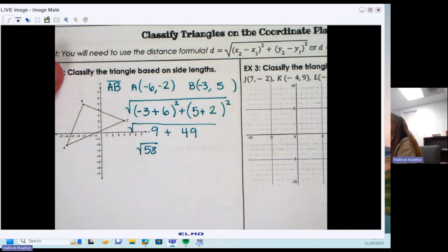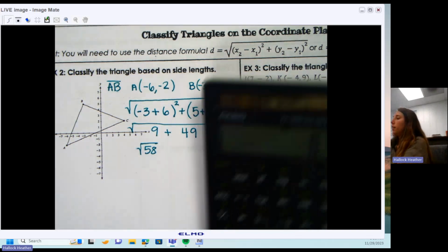And you will need a calculator to take the square root of this. You cannot use your phones on the test. You can't use your phones, obviously, on the EOC. So your square root button is at the top.